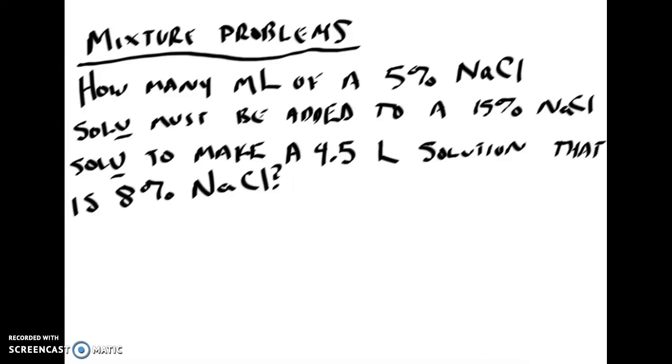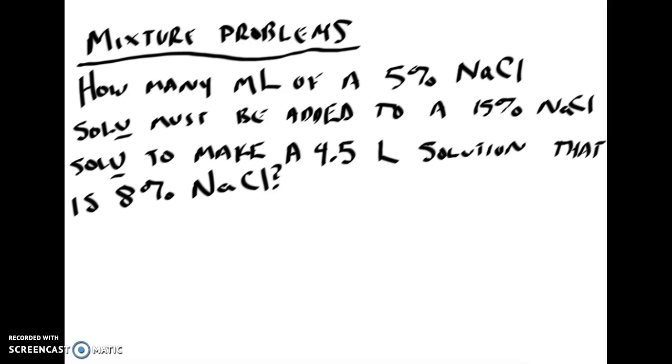These are called mixture problems. They're also called weighted averages. In order to solve these, first of all, let me read the question: how many milliliters of a 5% sodium chloride solution must be added to a 15% sodium chloride solution to make a 4.5 liter solution that is 8% sodium chloride? And sodium chloride is just regular table salt.